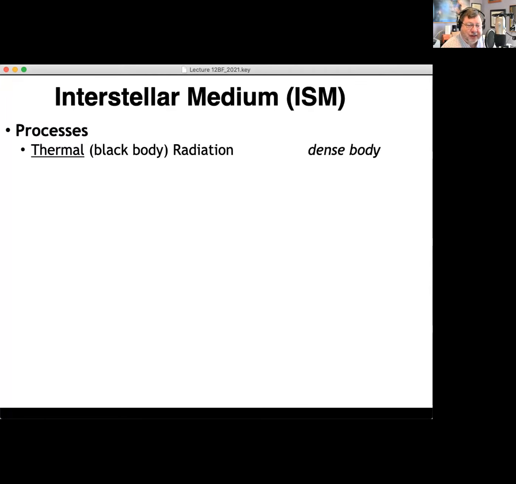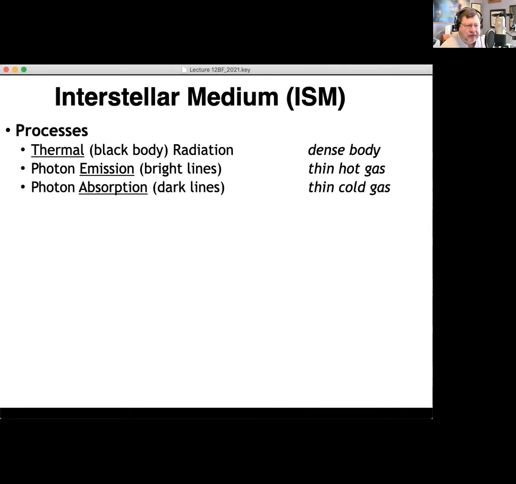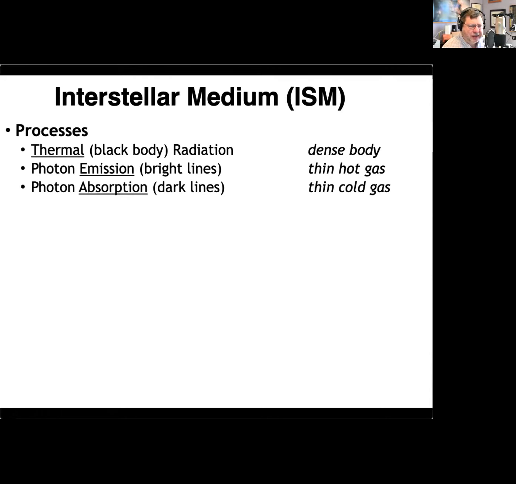So the three processes: thermal, black body, or continuous radiation through a dense body. The second is photon emission, which are the bright lines from a thin hot gas where the electrons have been put up a level and then they're bouncing down. And then photon absorption, which are the dark lines through a thin cold gas. These are the three processes. These processes happen other places, more importantly for us, through the atmospheres of suns. But these are the three processes that are also important for the interstellar medium.